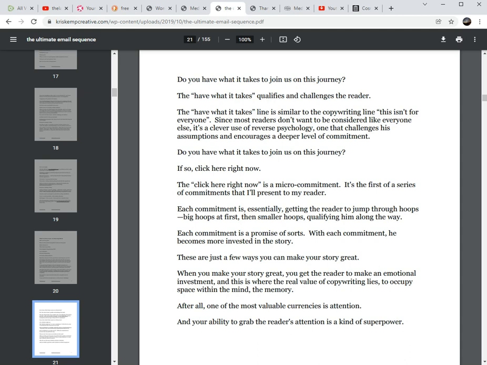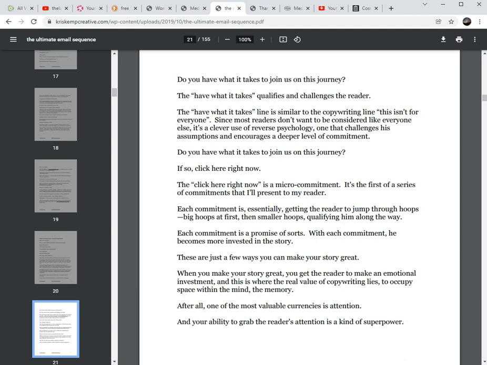The have what it takes line is similar to the copywriting line. This isn't for everyone. Since most readers don't want to be considered like everyone else, it's a clever use of reverse psychology, one that challenges his assumptions and encourages a deeper level of commitment. Think about it. Do you have what it takes to join us on this journey? Then you feel challenged and you're like, yeah, I have what it takes.